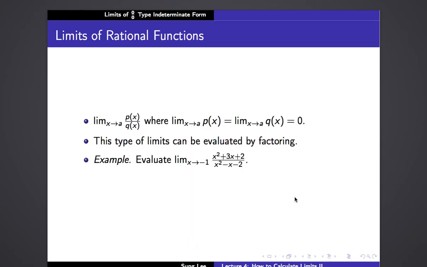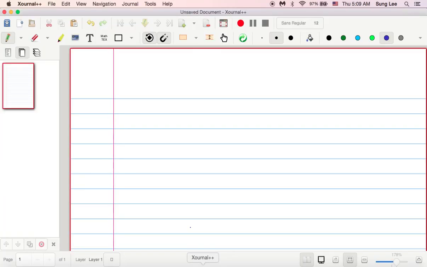So here is an example. Evaluate the limit of x squared plus 3x plus 2 all over x squared minus x minus 2 when x approaches negative 1. Okay, so in order to work on this example, let us switch to my notepad.